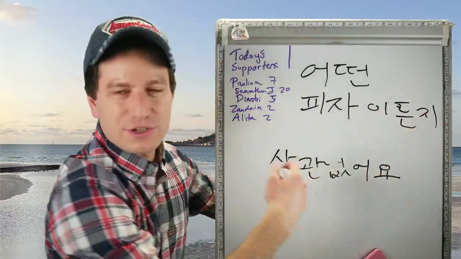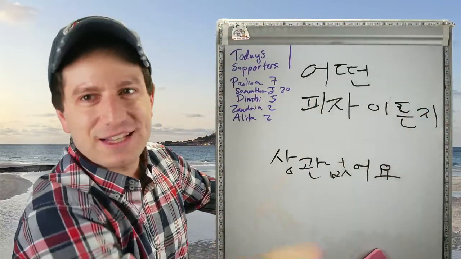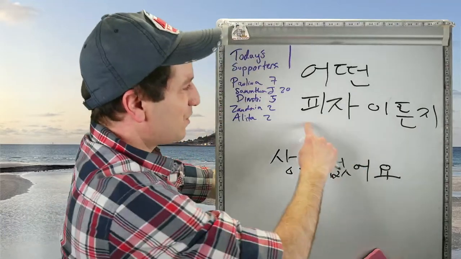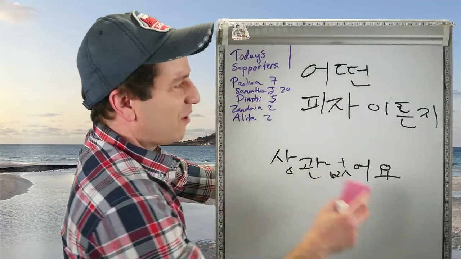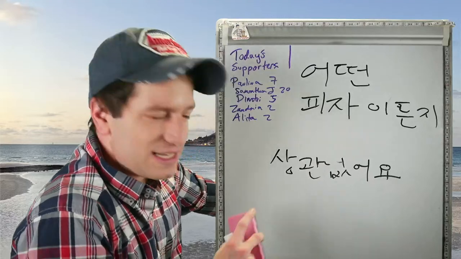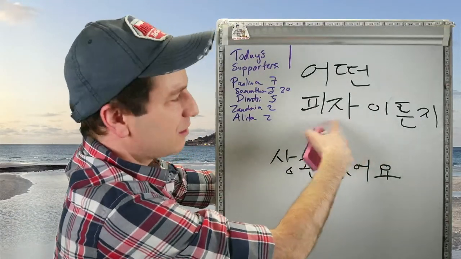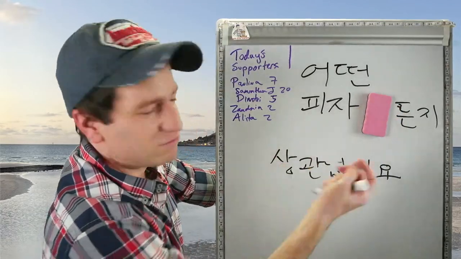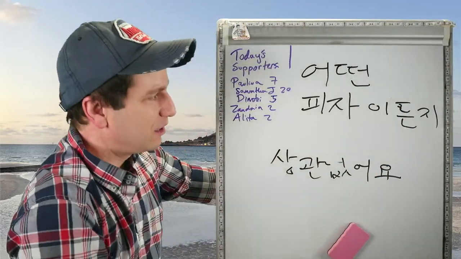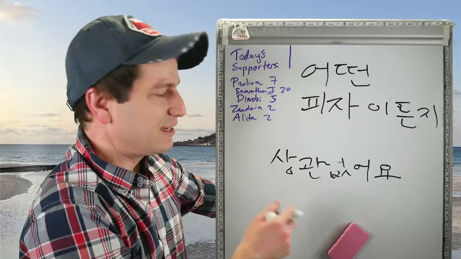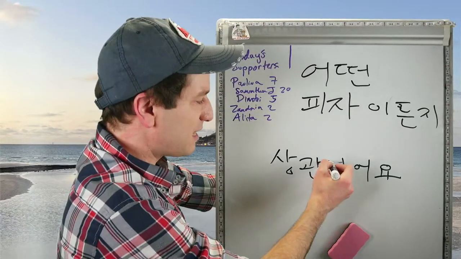So I wrote this really weird, but you know what I'm trying to write. It's not part of the lesson. I'm not putting this in the abridged. 어떤 피자이든지. Now, this is a little bit of an advanced note, but whenever you have an E after a vowel, you can optionally remove it, but we're just going to keep it here. Keep things simple. So 어떤 피자이든지 상관없어요, or however you want to end the sentence.